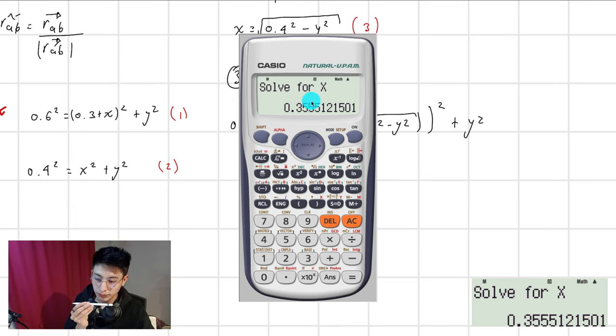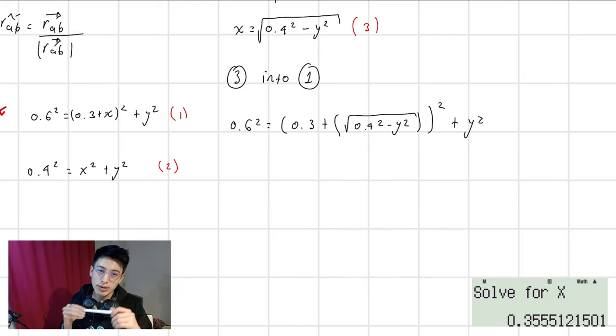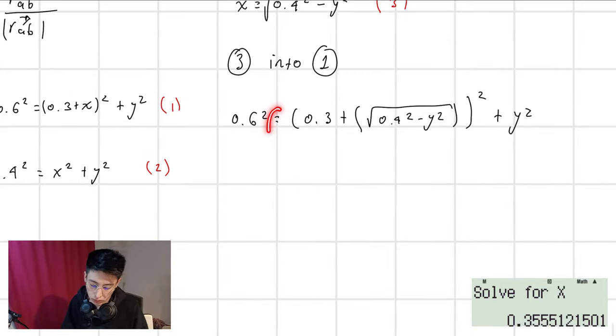Once again, shift solve. The number that appears right here is the first try of the iteration method, right? So the calculator is going to start the solution using that number, and it is going to try with the ones that follow until it finds the solution, until the equals is validated. If it's validated, the calculator is going to show the result for the unknown.